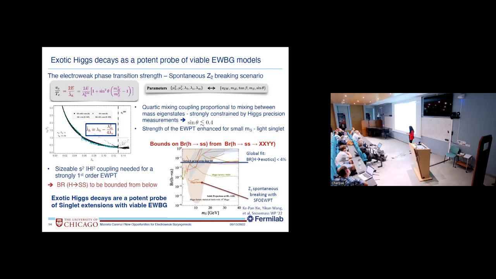Okay? This region here is the region of parameter space in branching ratio versus the mass of the singlet that is compatible with a stronger electroweak phase transition. And this bound here is the projection for Higgs to exotics in high Lumi. So this is from a global fit, you will exclude all this part.